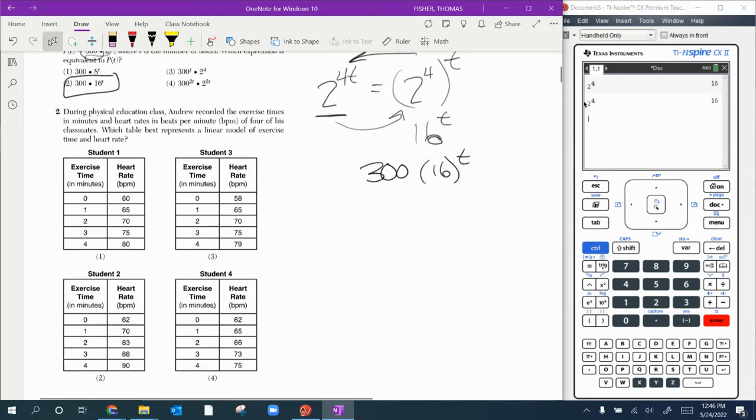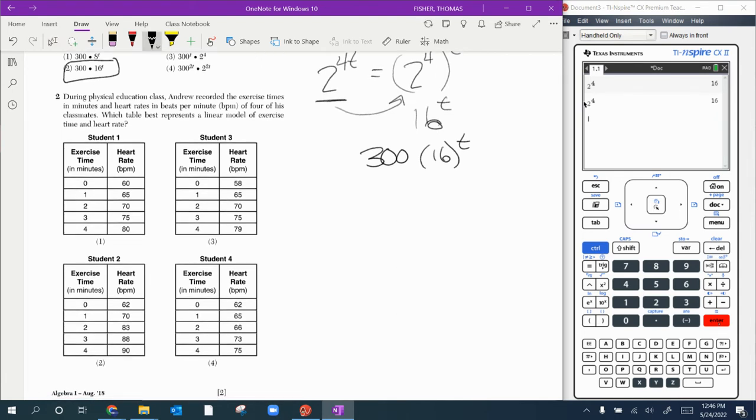For the next one here, we're looking at a linear relationship. First thing that jumps out is that word linear. So we're looking to see which one is the linear model of exercise time and heart rate. And it says beats per minute and so on. I don't really need that much information. All it's really asking is which one is linear. Okay, so that's all we need to figure out: which one has a constant rate.